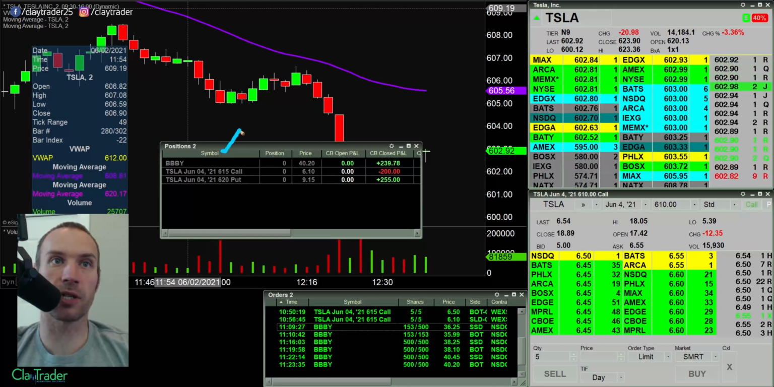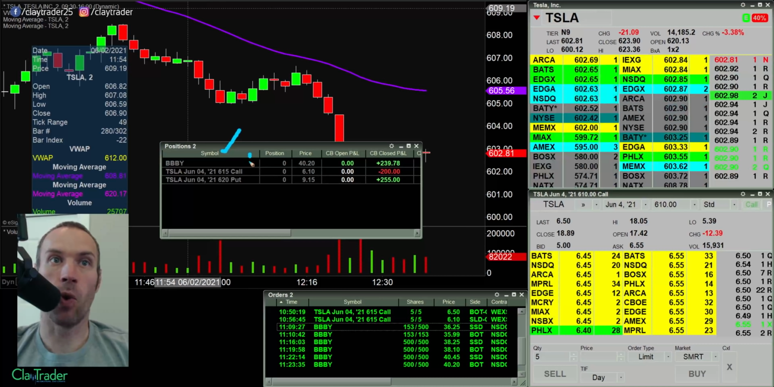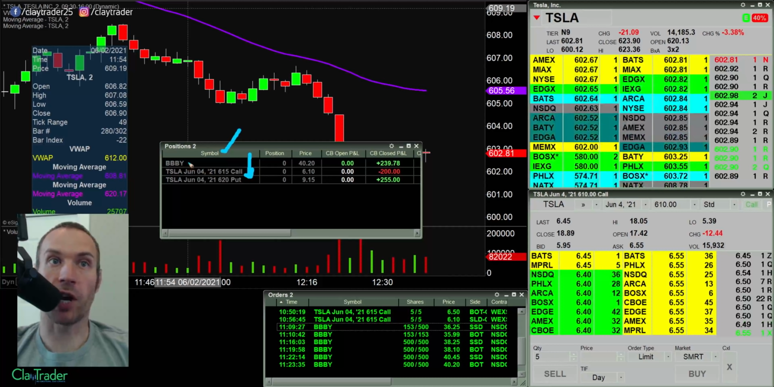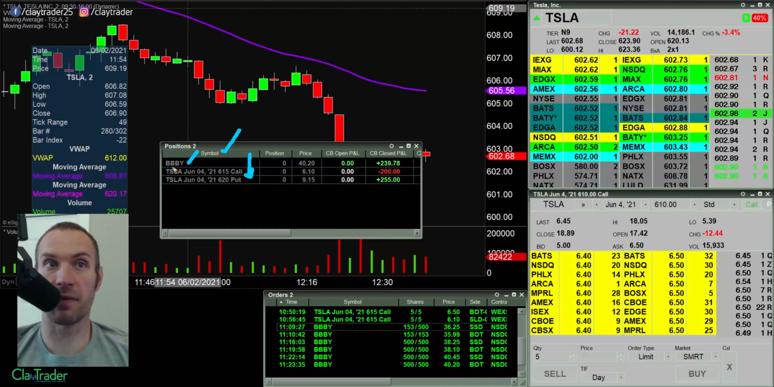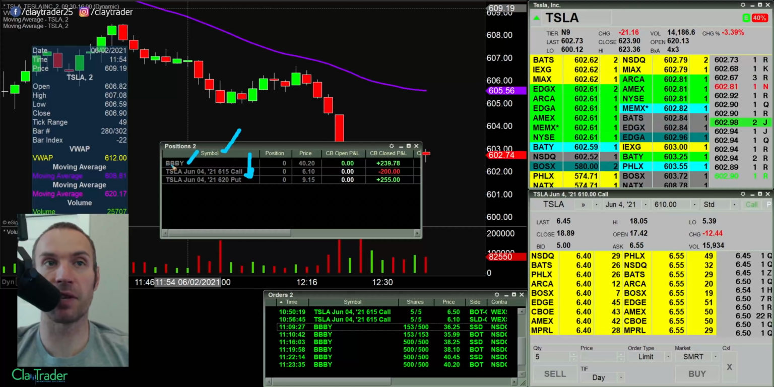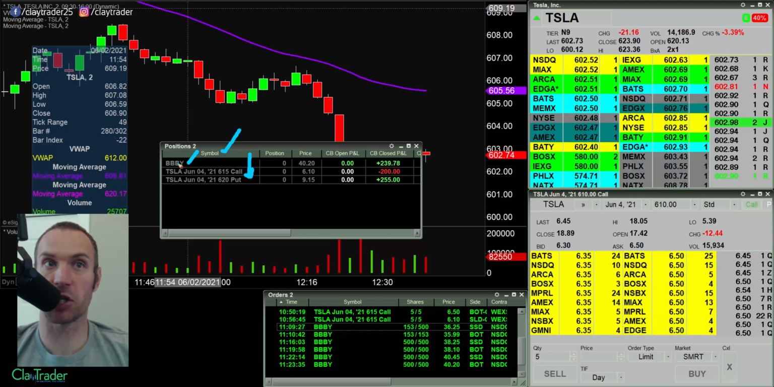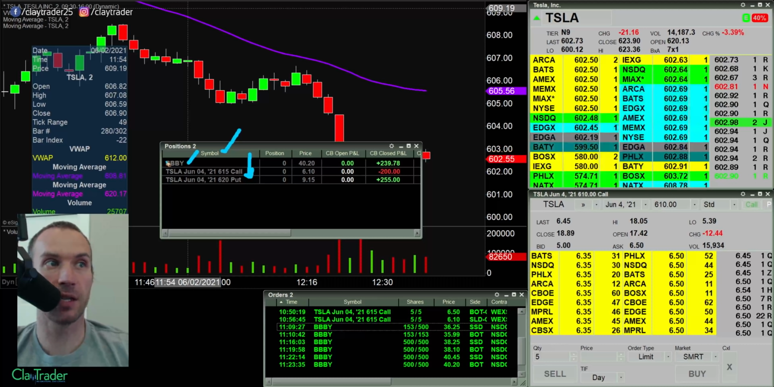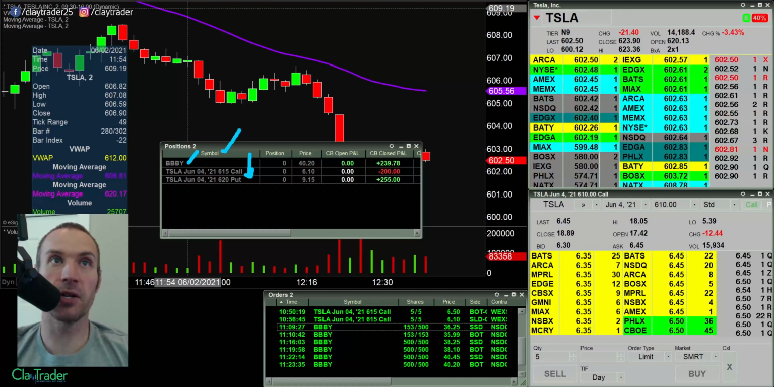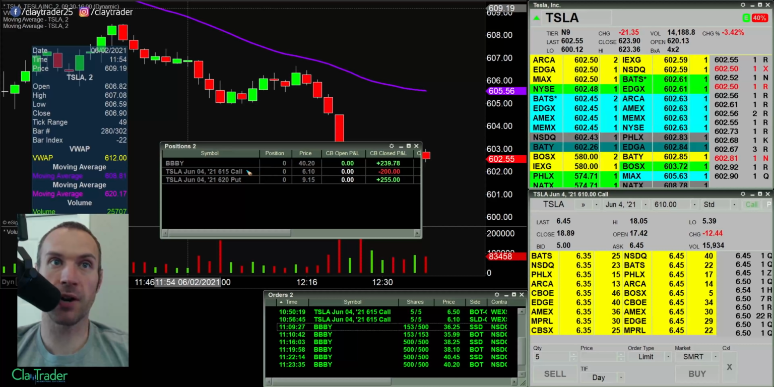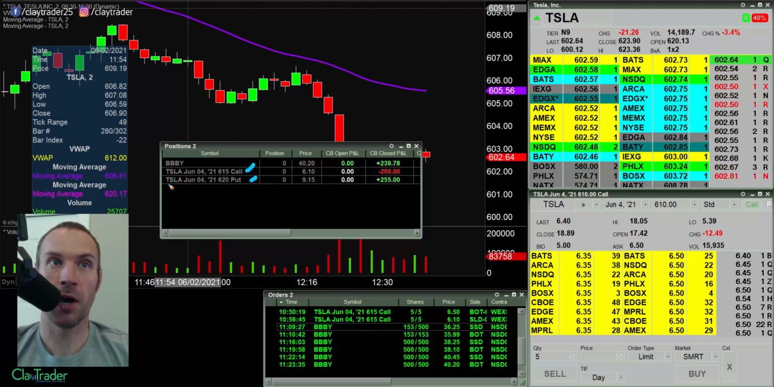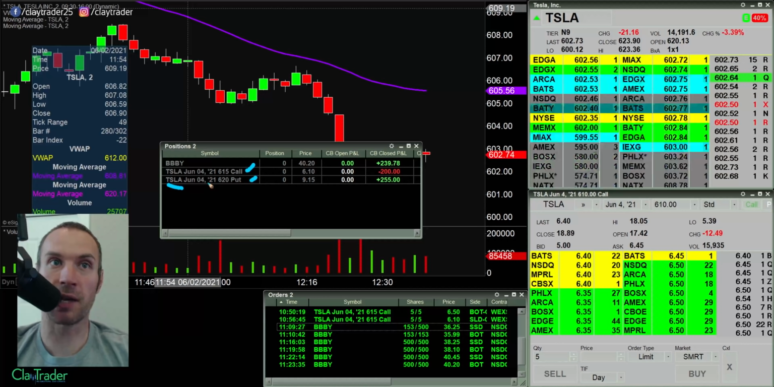This column right here where it says symbol, this is telling me what I've traded. So I've traded some stock. As of the time of this video, I've traded BBBY, which is just a stock. That's why all you see there is the ticker symbol. And then here you see I've traded a couple options contracts, both on Tesla, represented by the symbol.